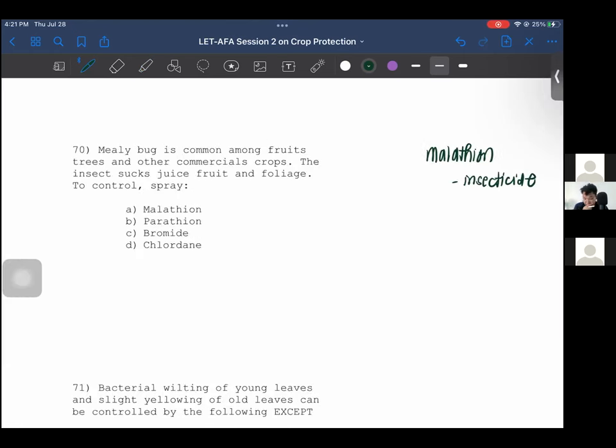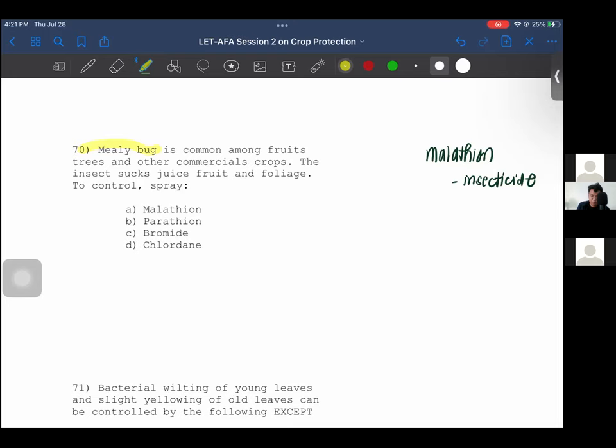Okay. Dito na papasok yung sinasabi ko kanina that we will be diving to the basics of pesticide management, kung ano yung kailangan gamitin sa certain things. So here, mealybug is common among fruits, trees, and other commercial crops. The insect sucks juice in fruit and foliage. To control, ano yung dapat i-spray? So mealybug is an insect. Thus, it needs an insecticide.